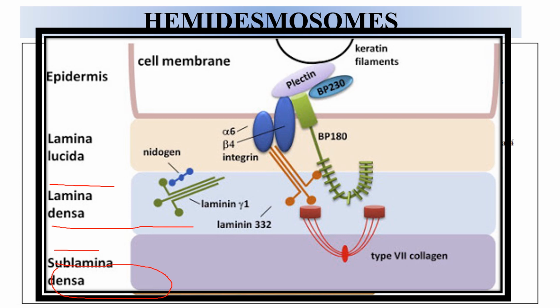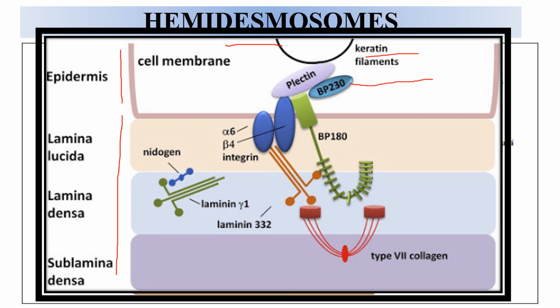So let me explain the same thing in the picture. So this is your epithelium and the underlying basement membrane. Okay. So in this epithelium, this is your cytoskeletal filament, which is keratin filaments, and then you have the cytoplasmic adapter proteins, that is plectin and bullous pemphigoid antigen 230, which connect the cytoskeletal filament with the underlying transmembrane proteins.